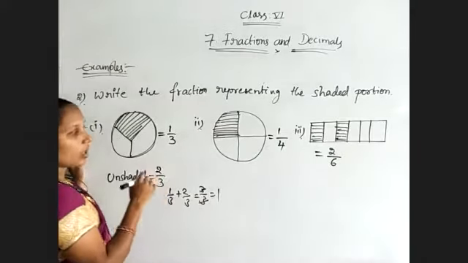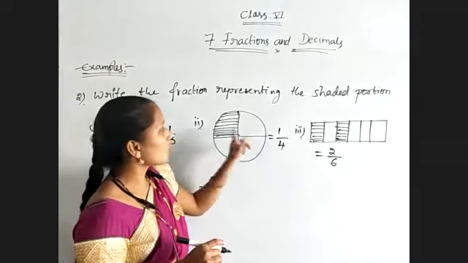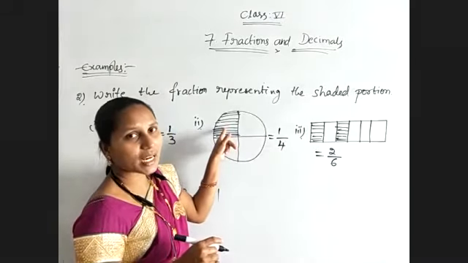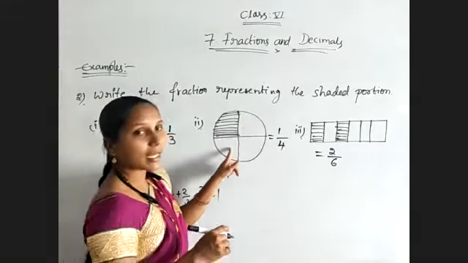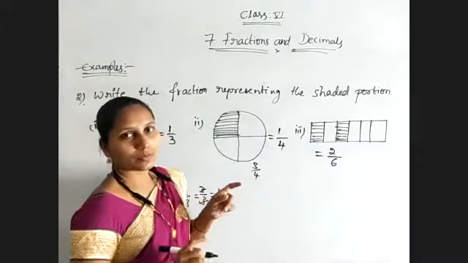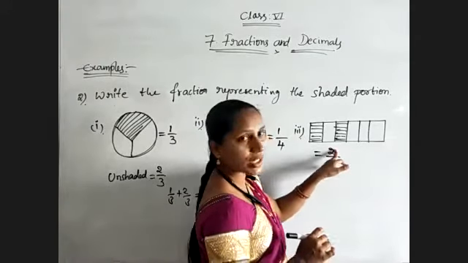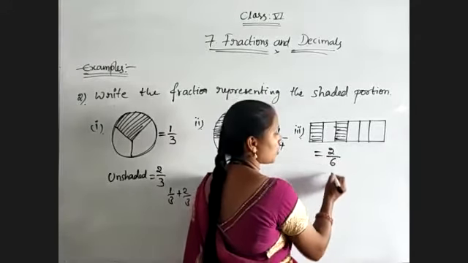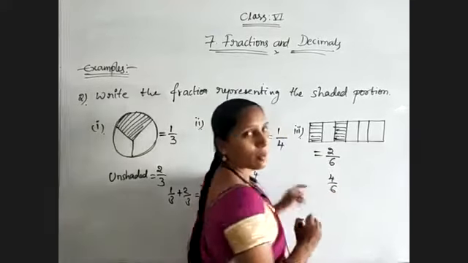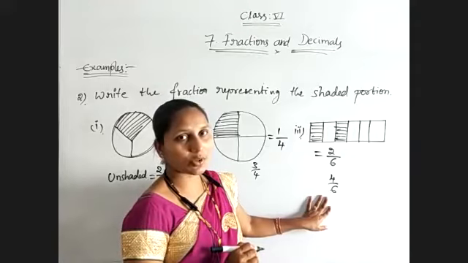Okay. Now coming to this one, unshaded. Total parts are 4. Out of that, only 1 is shaded. So how many are unshaded? 1, 2, 3 parts are unshaded out of 4. 1 plus 3, 4. Okay. Coming to this one, out of 6, only 2 are shaded. For unshaded, we will get 2 plus 4, 6. So 4 by 6 is the fraction of the unshaded portion.